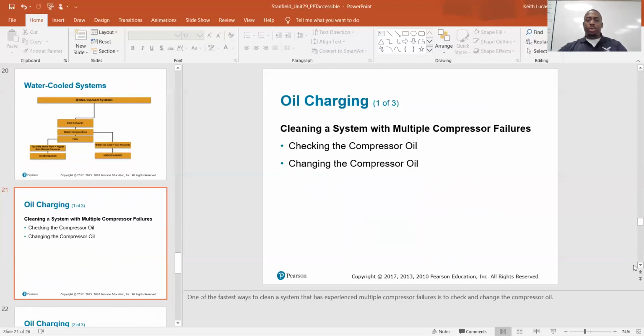Oil charging. Cleaning a system with multiple compressor failures: check the compressor oil, change the compressor oil. One of the fastest ways to clean a system that has experienced multiple compressor failures is to check and change the compressor oil.